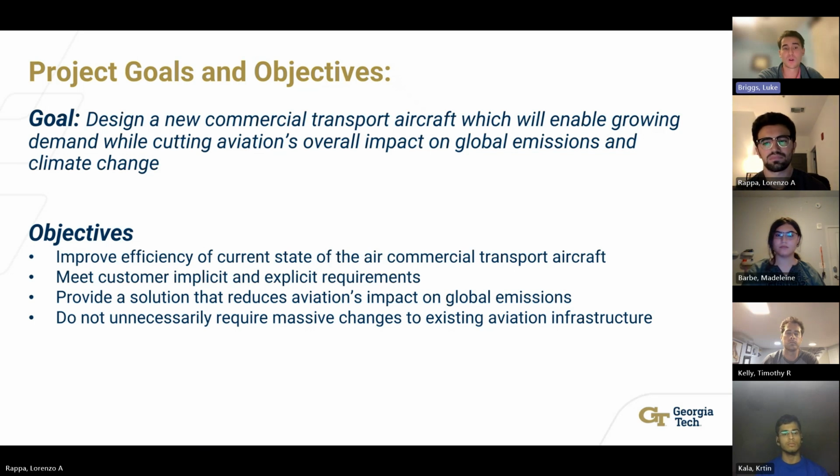And essentially, overall, our goal is that we want to design a new commercial transport aircraft, which will, like I said before, enable us, or you, Dr. Garcia, to meet these global demands for commercial aviation while also reducing our climate change impact. And so some of the objectives are really just going to be to, of course, improve that efficiency, reduce our impact on emissions, but also not require massive changes to aviation infrastructure, which could cost millions or billions of dollars and really aren't an economically viable solution.